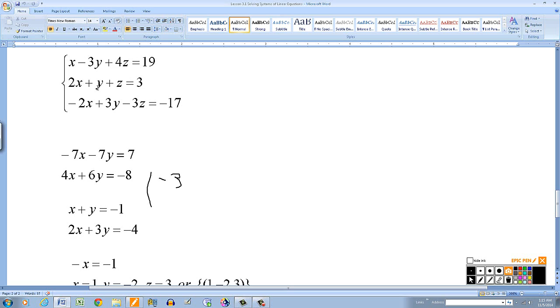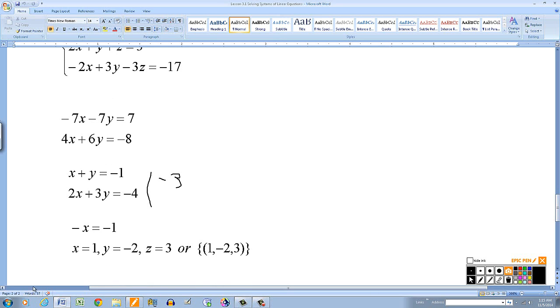So I get x equal to 1, y is equal to -2, and z is equal to 3. You can write it out this way, or in solution form you can have this way as an ordered triplet.